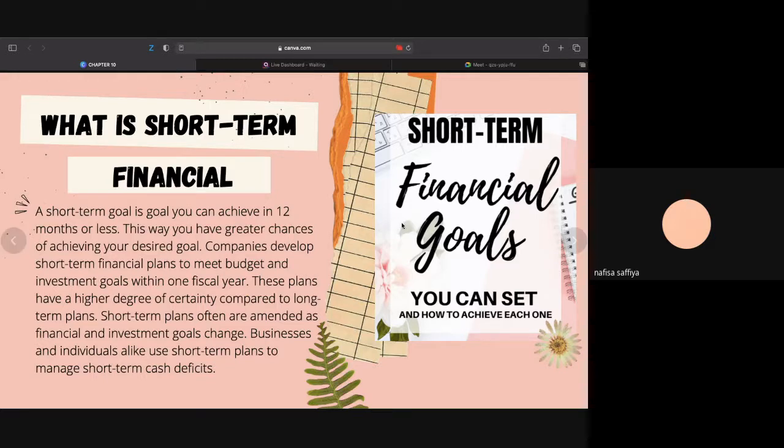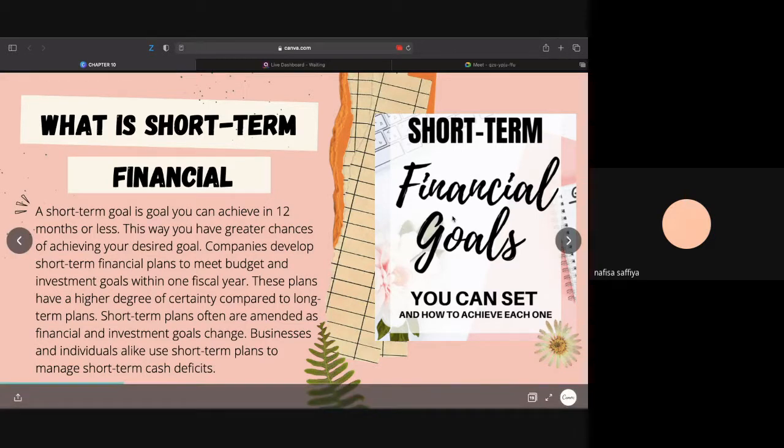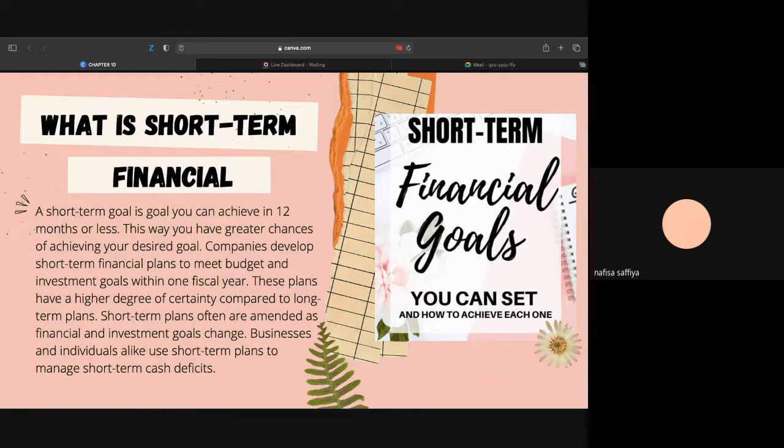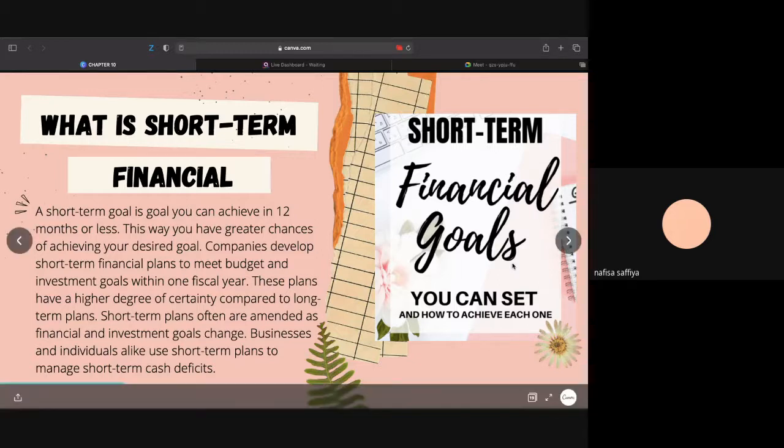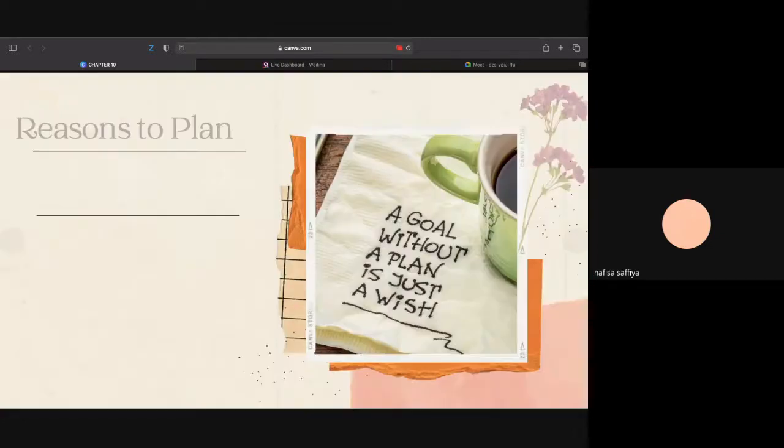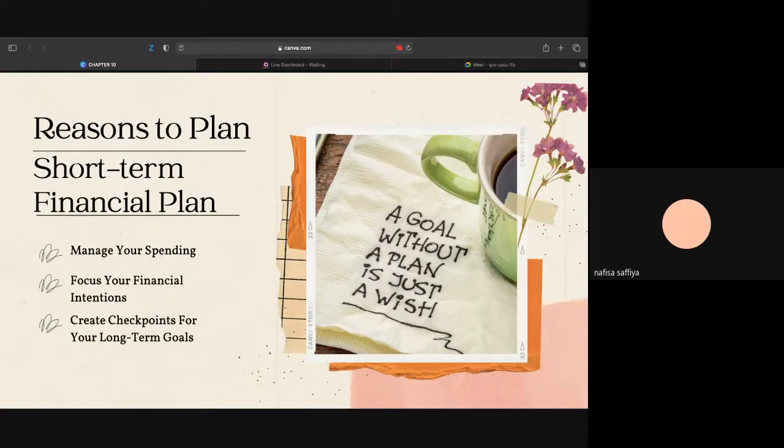So let me continue. Short-term plans are also amended as financial and investment goals change, and businesses also use short-term plans to manage short-term cash deficits. So, reasons to plan a short-term plan. Okay, I will pass this on to Rukra Jyoti.